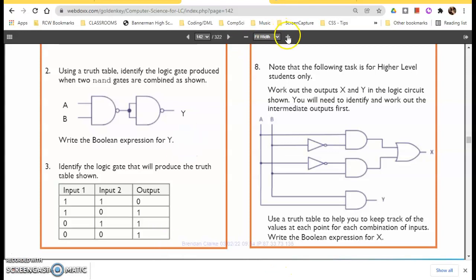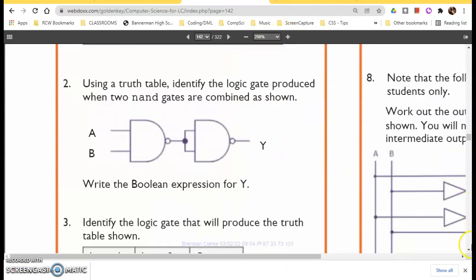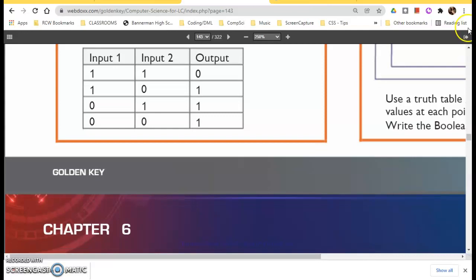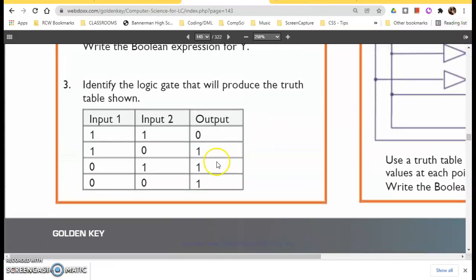Okay, so number 3 here, well, this might have caught a few of you out. If we look at number 3 here, they've given you the inputs upside down. So if you work from the bottom up: 0, 0, 0, 1, 1, 0, 1, 1.